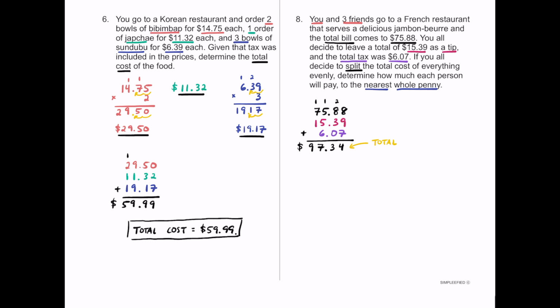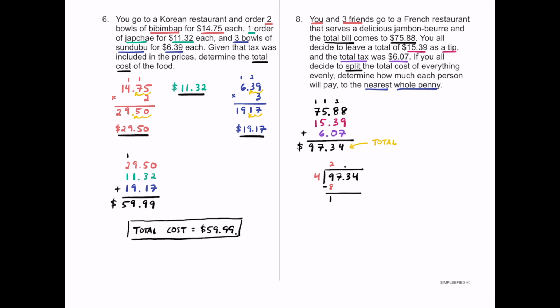And so if we're going to split this, we're going to take this $97.34. That's what everything comes to all together, and it's you and 3 friends, so we're going to divide this by 4 people. Okay, this decimal can come straight up because 4 is a whole number. Let's see here. 4 is going to go into 9 2 times, so we know everyone's going to pay at least 20 bucks. 2 times 4 is going to be 8. 9 minus this 8 is going to be 1.